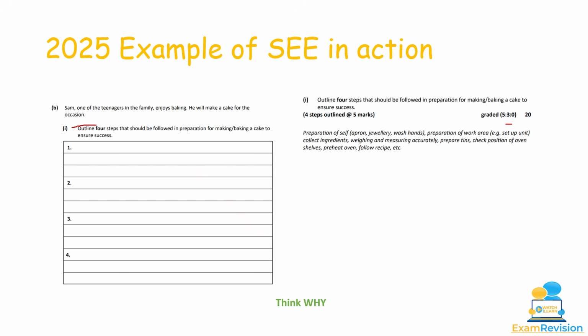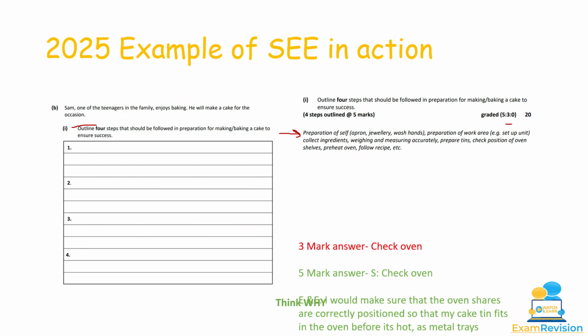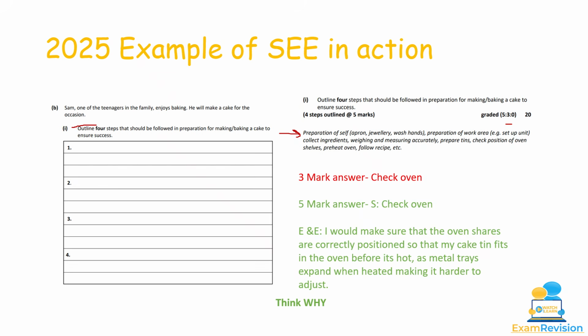So what does that mean? We can see here that they give keywords, okay? So preparation of self, so apron, jewelry, wash hands, prep of work area, collecting ingredients, weighing and measuring accurately, preparing tins, checking the position of oven shelves, preheating the oven, follow the recipe, okay? If you give any of these, you're only going to get 3 marks, okay? Because it uses the action verb outline. So we're looking for a state, explain, example.